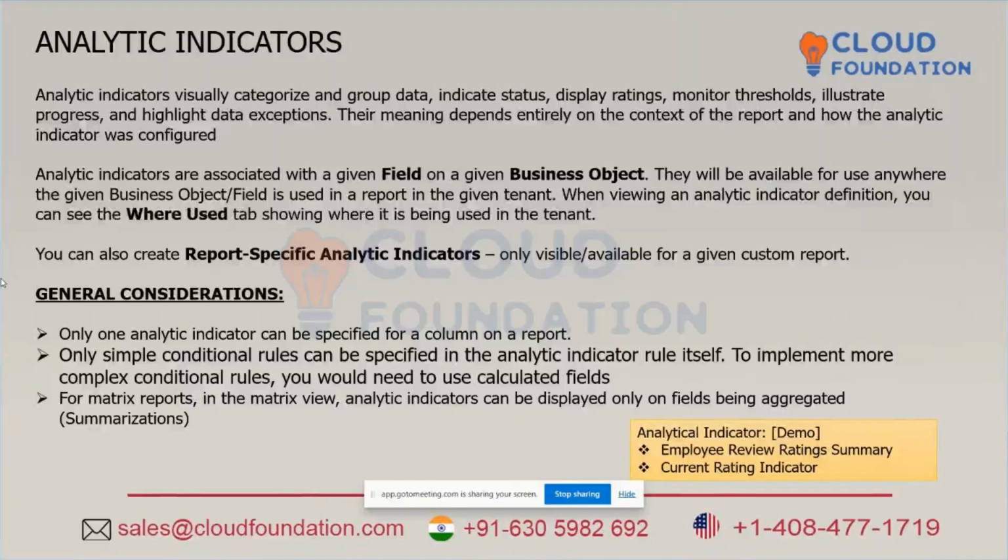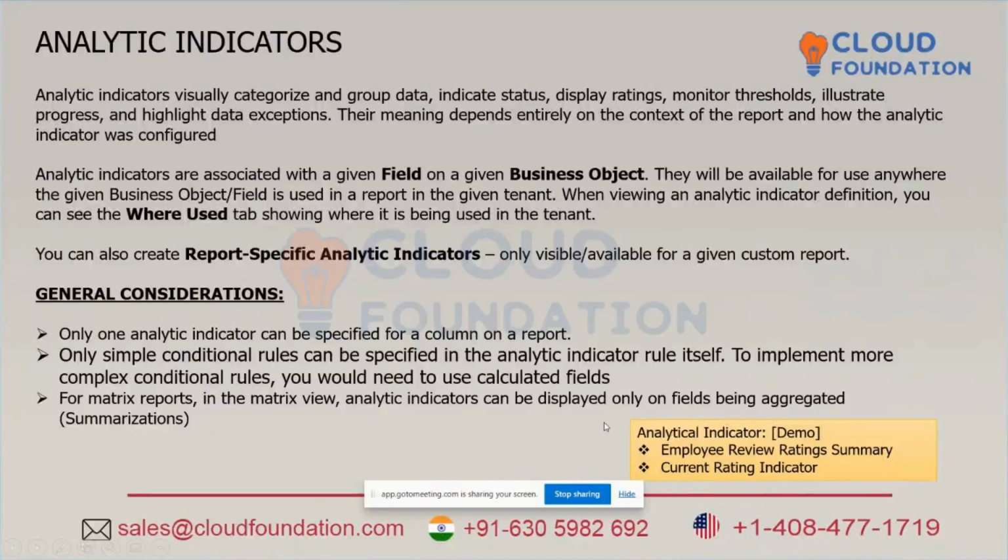So for matrix report, in the matrix view, just have a question. So yeah, the analytical indicators are used on every report whenever we are trying to group the data or display any particular ratings or their talents? Yes. Okay. And for matrix report, you can use it in the matrix view. Analytical indicator can also be displayed only on the fields being aggregated. Okay. So you will not be able to add it on the field level. You can use it on the summarization that we create.